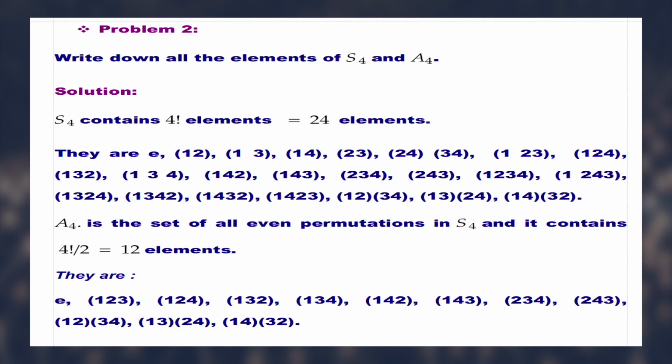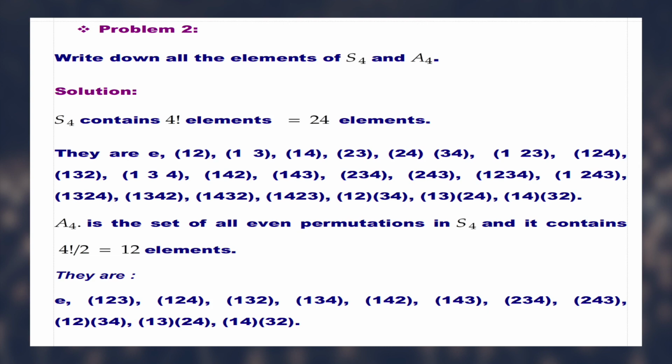4, 2, 3, cycle 1, 2, cycle 3, 4, cycle 1, 3, cycle 2, 4, cycle 1, 4, cycle 3, 2. The product of the cycles 1, 2 and 3, 4, product of the cycles 1, 3 and 2, 4 and the product of the cycles 1, 4 and 3, 2. A4 is the set of all even permutations in S4 and it contains 4 factorial by 2. 4 factorial is equal to 24. So, 24 by 2 is equal to 12 elements.